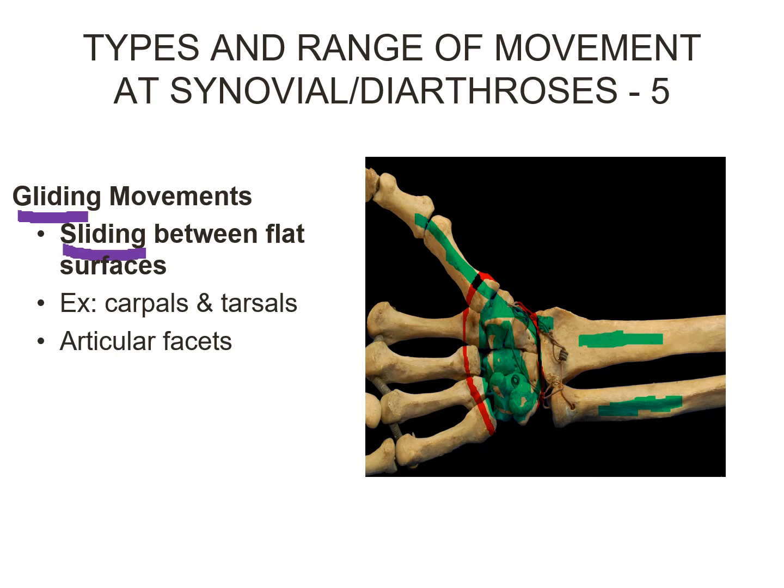So the movement is subtle. We call these movements gliding, sliding, slipping movements. The other example that you see this in the body are in the articular facets. Remember, we had the superior articular process and inferior articular process in our spine. Once again, very, very small joints.